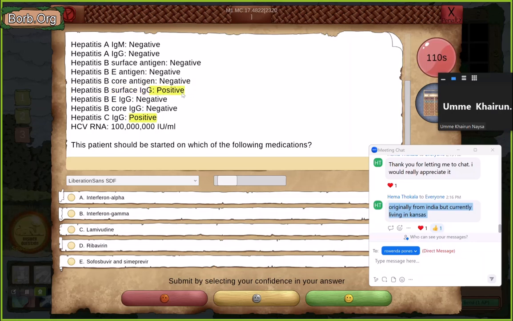Okay. Hepatitis A negative. Hepatitis B surface IgG positive. Hepatitis C IgG positive. And HCV RNA. So how do you think about being positive for hepatitis C IgG? Let's do that first.